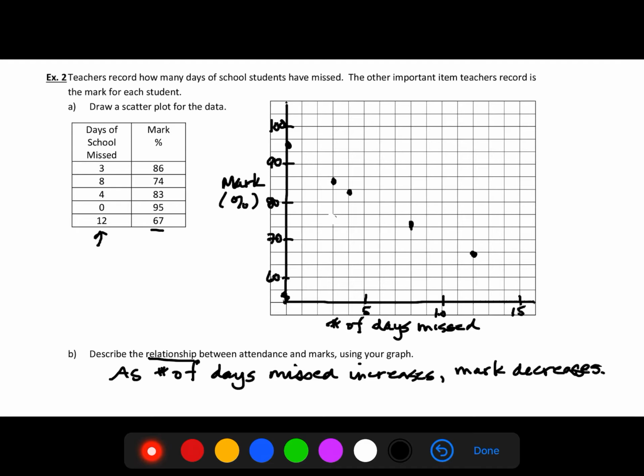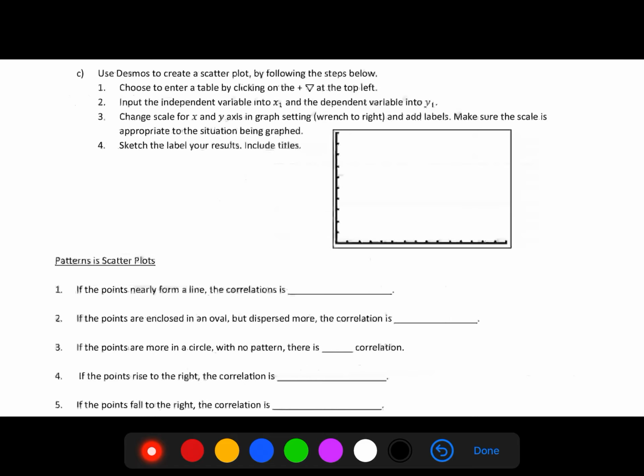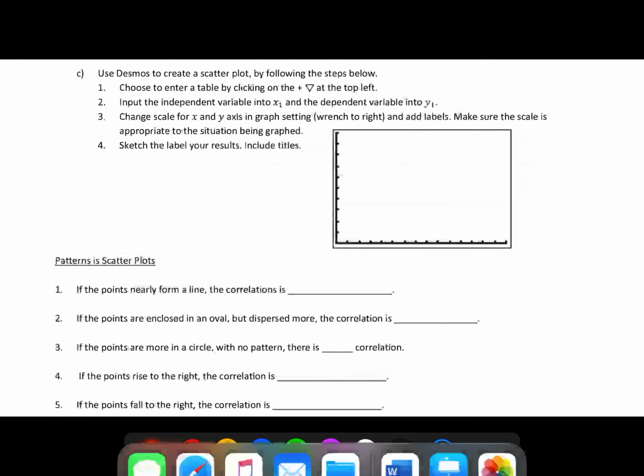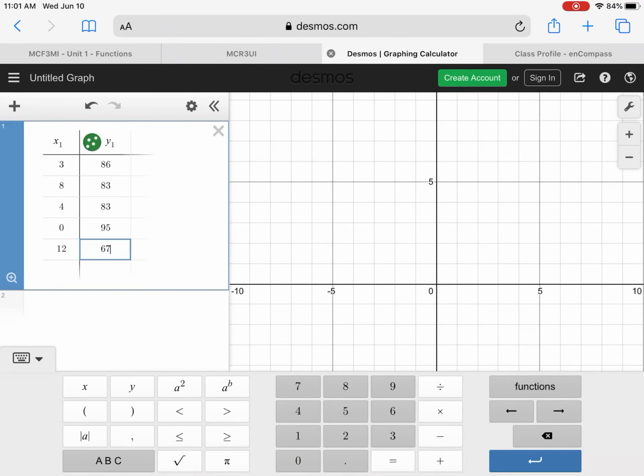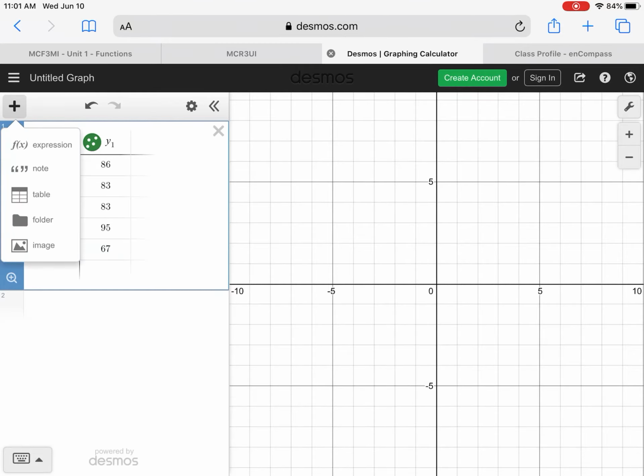Remember, when we talked about linear equations, points or a line falling to the right means that we have a negative slope. Well, this means that we have a negative correlation. As our number of days missed increases, mark decreases, which makes it a negative correlation. They are related negatively. Now, we can also do this using Desmos, just like we did last day.